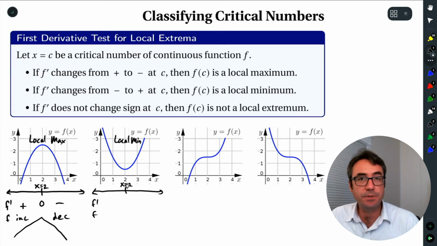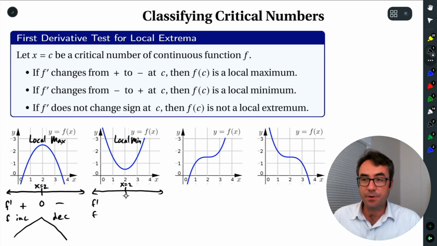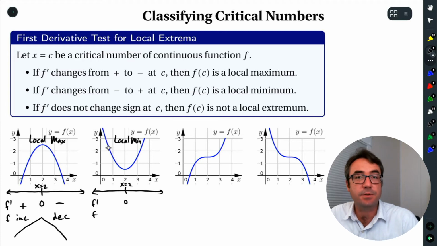And x equals 2 is a critical number, so we would have plotted that on our sign chart. The derivative there is 0. And then we would look at the intervals. What is f prime doing on the left? What is f prime doing on the right?